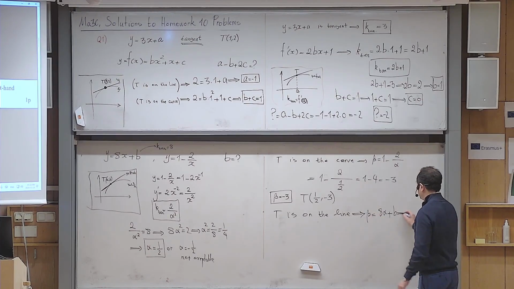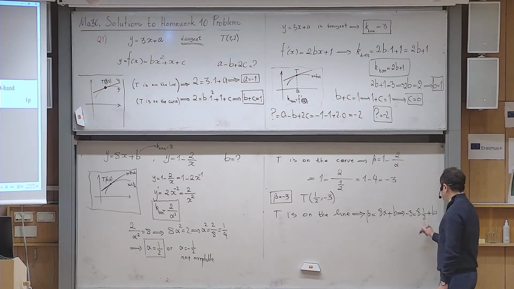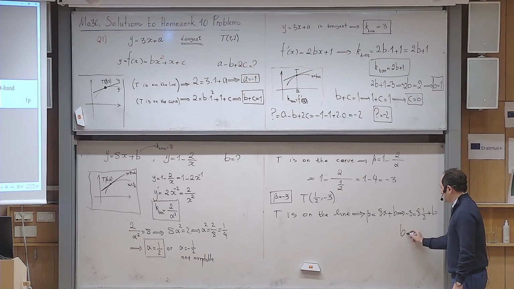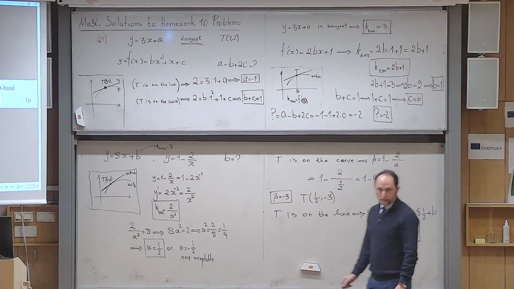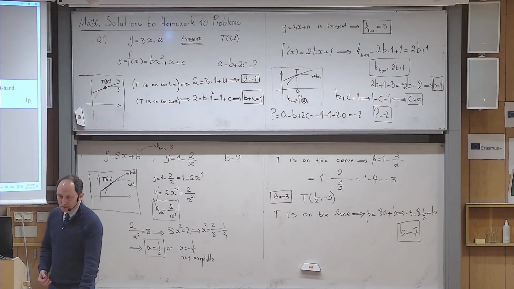So I just continue, instead of beta I put minus 3, instead of alpha I put 1/2, and then b is unknown. But this one is just 4, move 4 to the other side, minus 4, so b becomes minus 7. And that is the answer to the problem. Okay, so this is how they expect you to solve it in Ma3c.